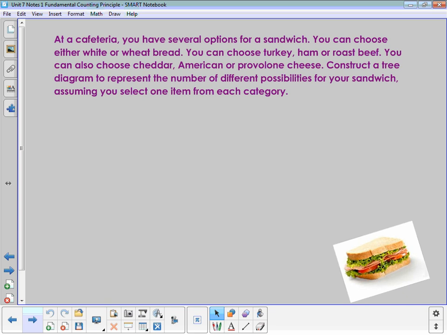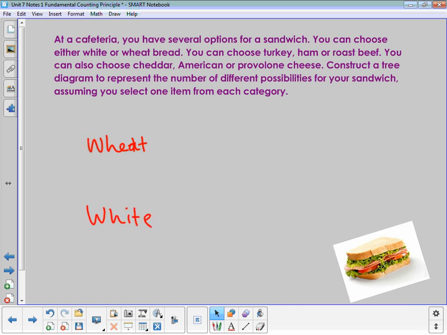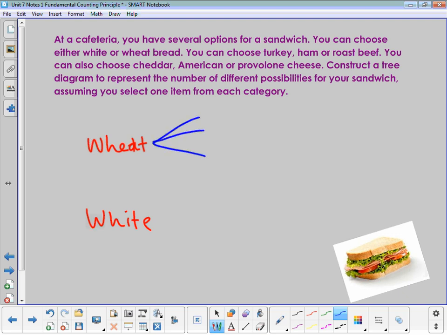So if we look at the question at the top, we're supposed to make a tree diagram based on the sandwich options that we have. We are given two options for bread, wheat and white bread. From there, we have three choices for the meat. So I'm going to draw three branches off of my first branch. Choose turkey, ham, or roast beef.